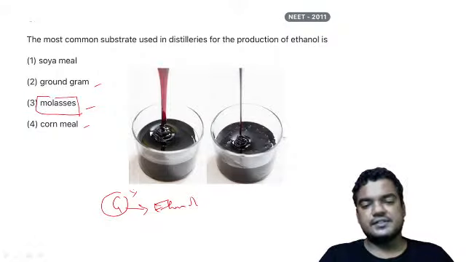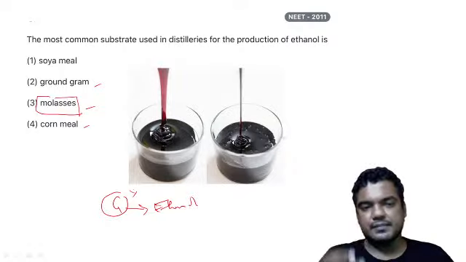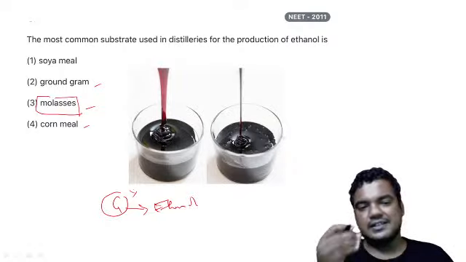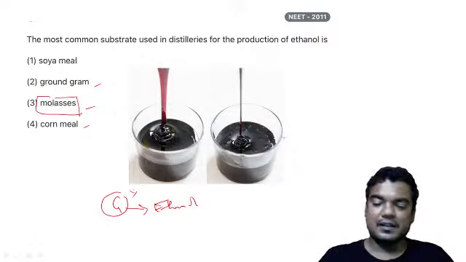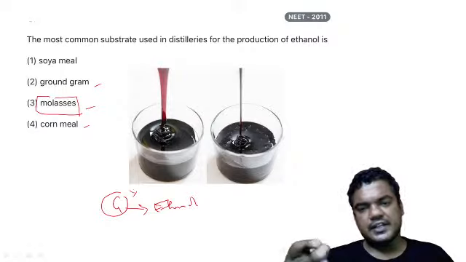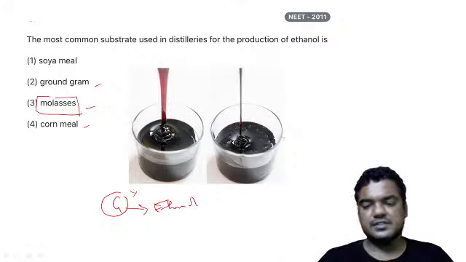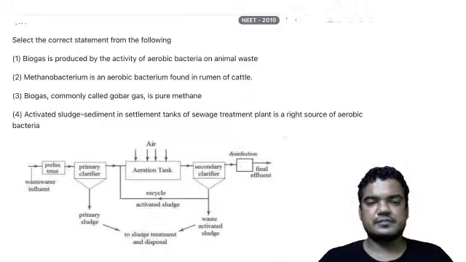we provide this glucose to microbes, so that those microbes ferment this molasses, and they make it into ethanol. So India has become a great producer of this ethanol, and India has been producing a lot of this ethanol by using molasses as a substrate. Now let us see another question.